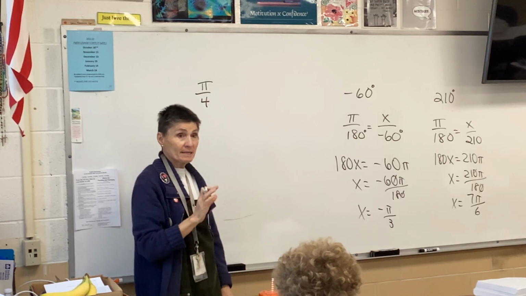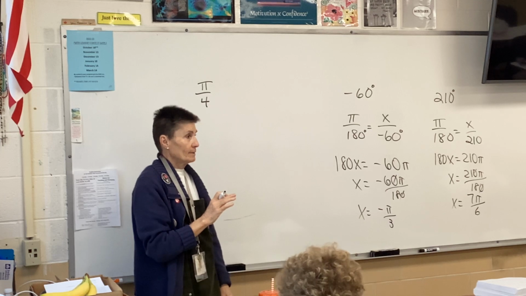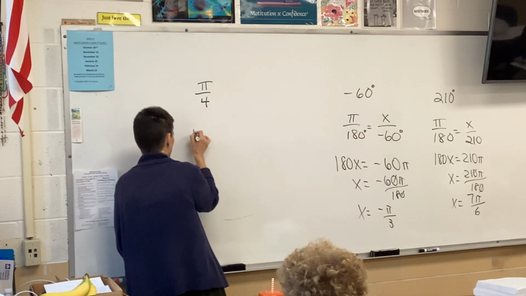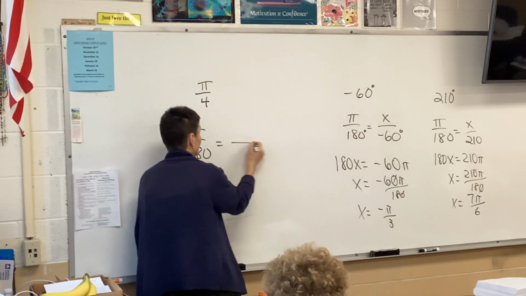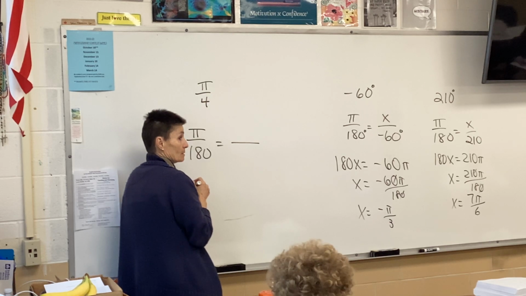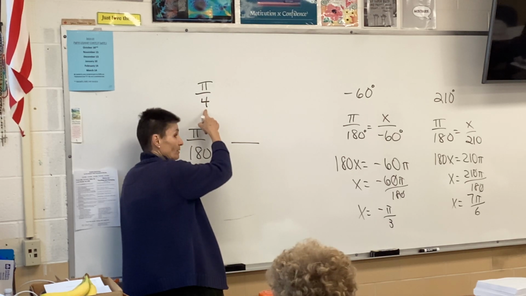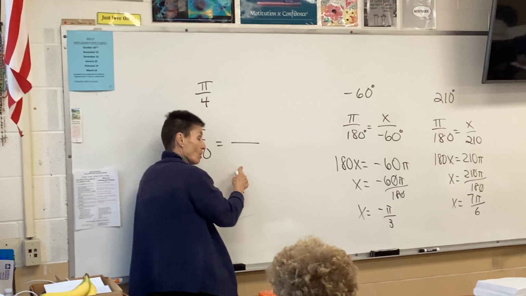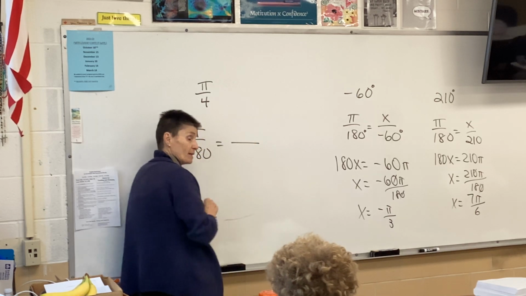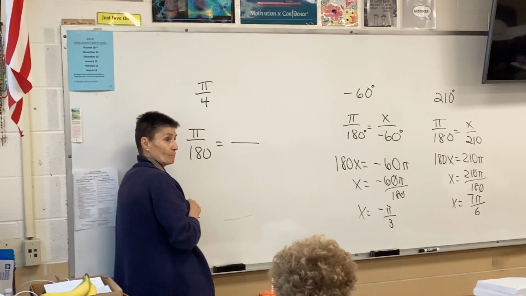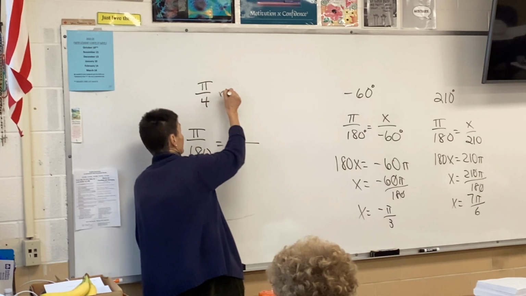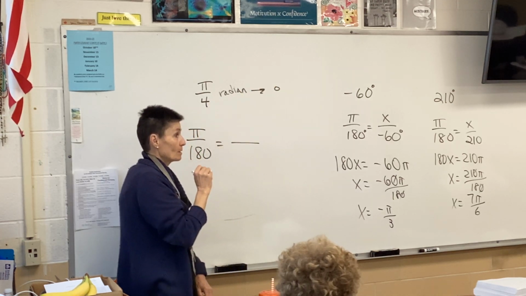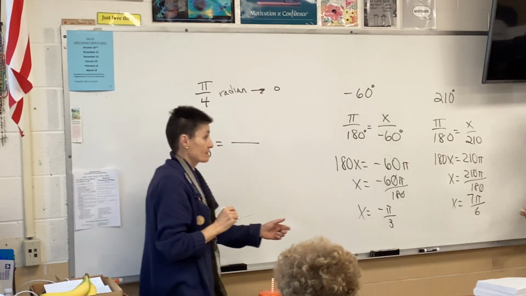Now, this one can be done exactly the same way. There's also an easier way. I'm going to show you that too, but I don't want to confuse you. Start out with pi over 180. Now we need to use this number, and we need an x. So am I going to put the pi over 4 over x, or am I going to put the x over pi over 4? What do you think? This is a radian, and we're changing it into a degree. So where will we put the x?